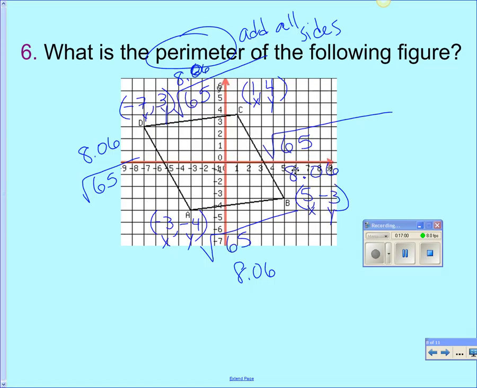All right, so we have all the sides. We have to do one last easy peasy step. What is it? Add them all up because it said perimeter. Add them all up. 8.06 plus 8.06 plus 8.06 plus 8.06. Yes. What do we got?